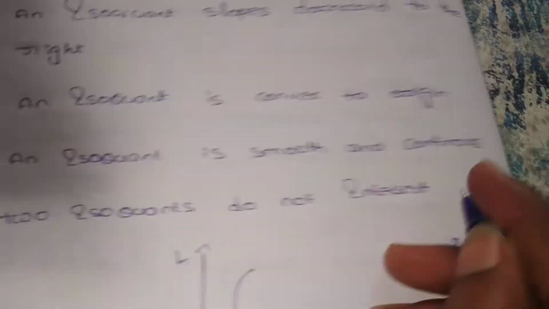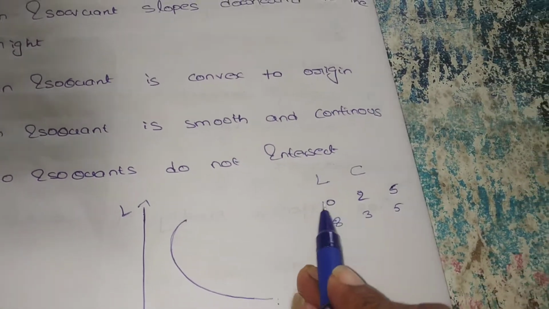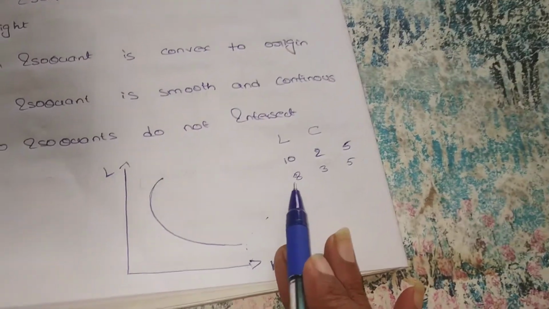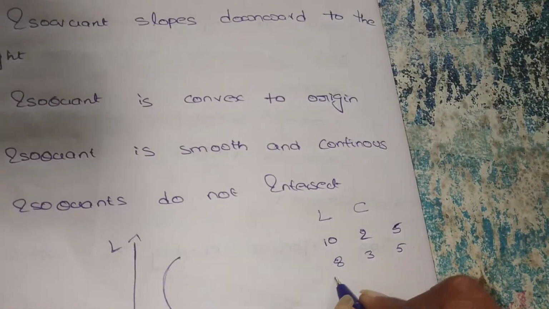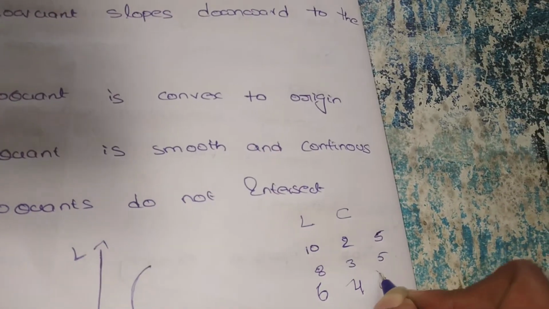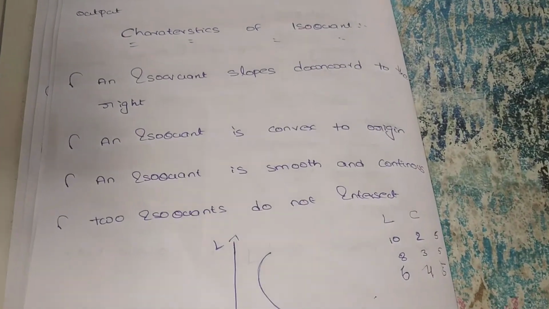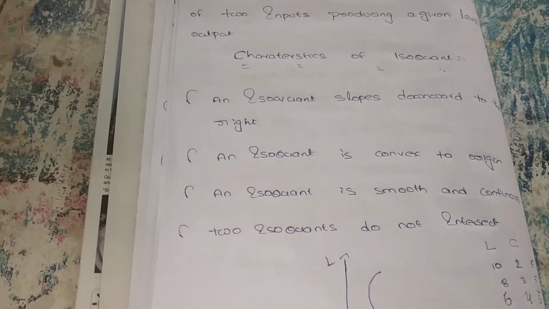Let's see here with an example. Here it is labor and it is capital. I am taking 10 labor and capital is 2. I am getting equal satisfaction of 5. Next, the labor is decreased from 10 to 8. The capital is increased, but I am getting the equal satisfaction. Again, I am decreasing labor to 6 and capital is increasing to 4. In this way also I am getting equal level of satisfaction. So whatever there is an increase in labor, there is a decrease in capital, but the output we are getting is equal satisfaction. We can say it is an isoquant curve.